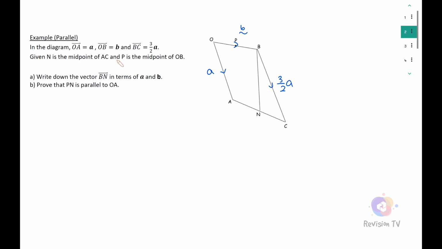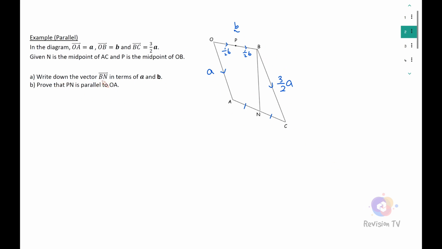Given N is a midpoint of AC, so N is midpoint of AC, I can use this to show they're equal in length. And P is a midpoint of OB, so P is a midpoint of OB. In that way, what I'll do is I'll rub this off and I'll write that's a half B and that's a half B. You can write the whole thing as B as well.